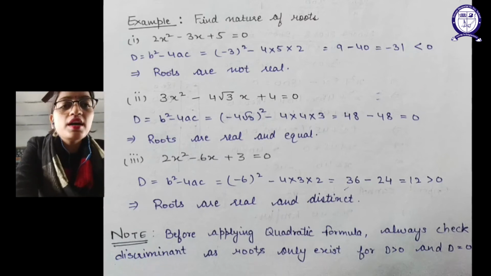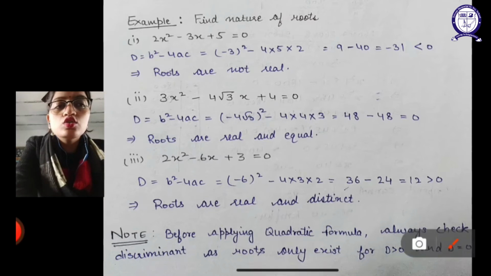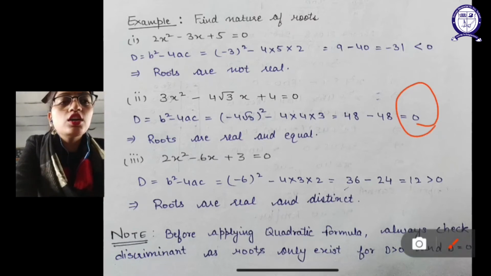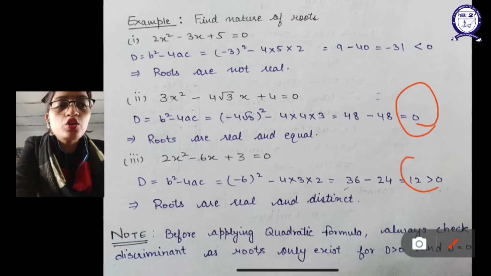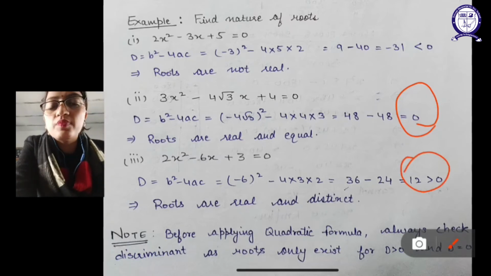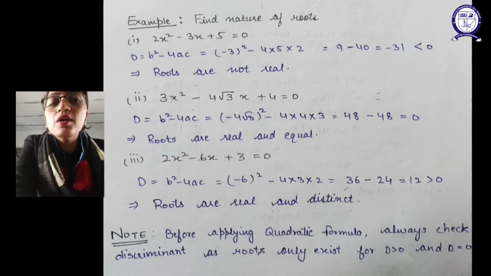Now the second part and third part are similar. We will just find D and see what the answer is. In the second part D comes out to be 0, so roots are real but they will be equal. In the third part the answer comes out to be 12, so it is positive, greater than 0, so roots are real and distinct. These three results we have to remember while doing this chapter, because this is very important.